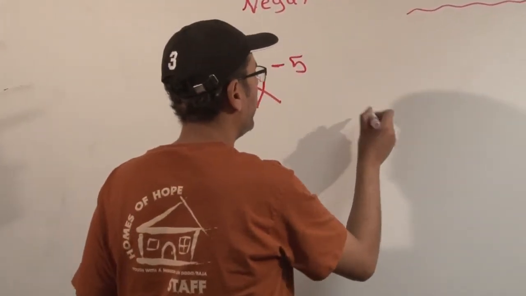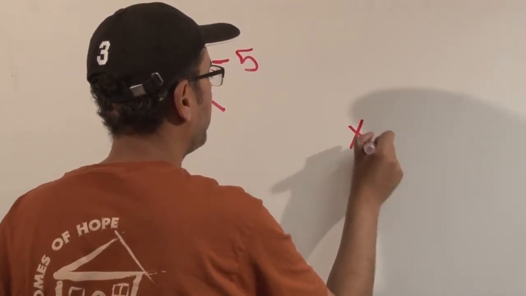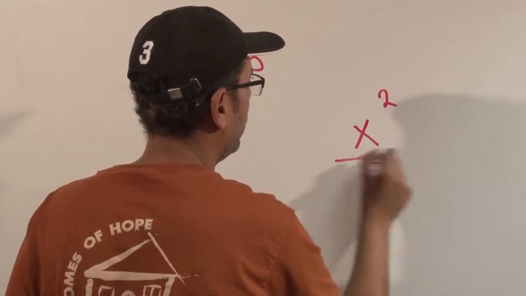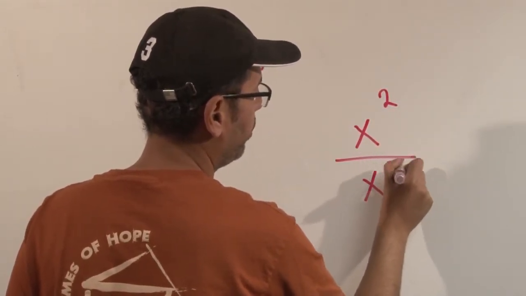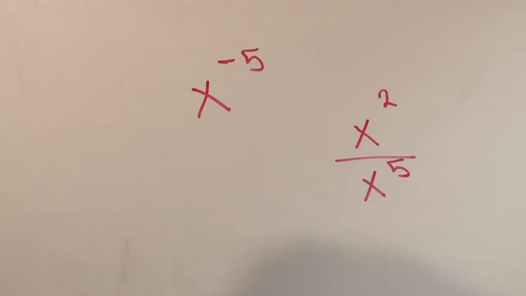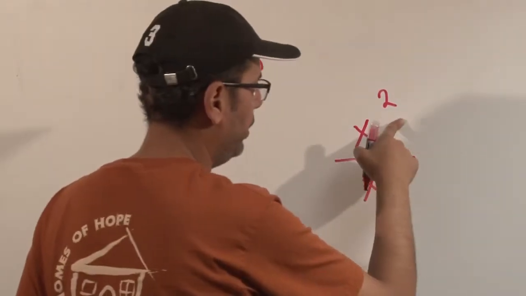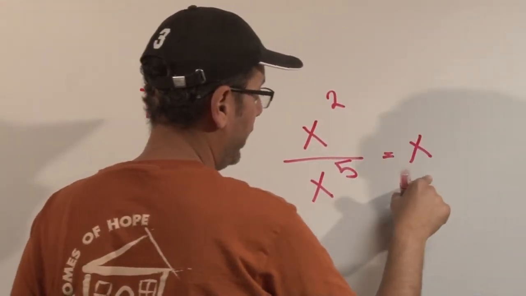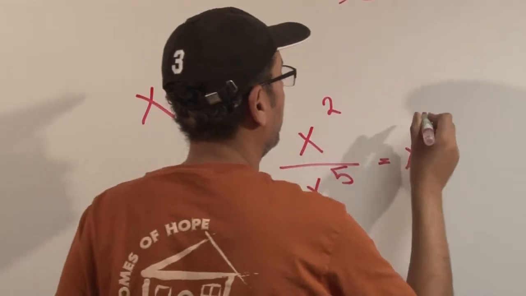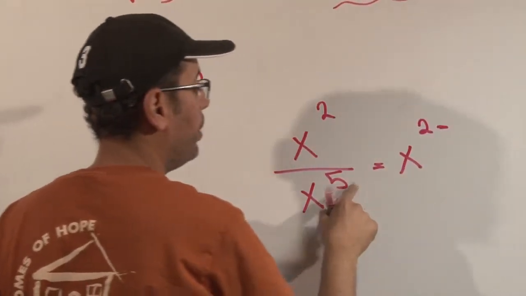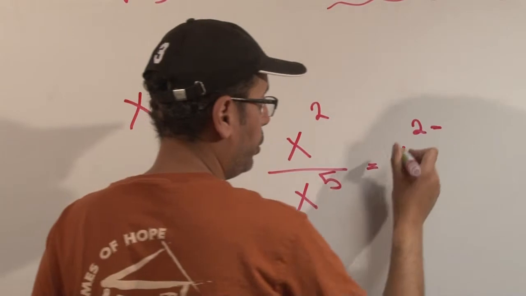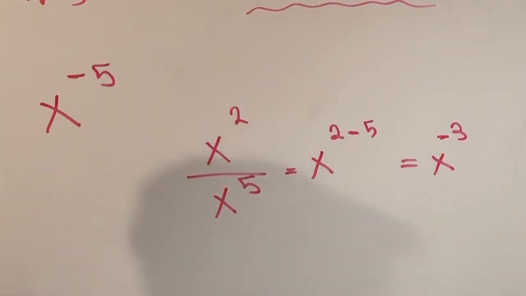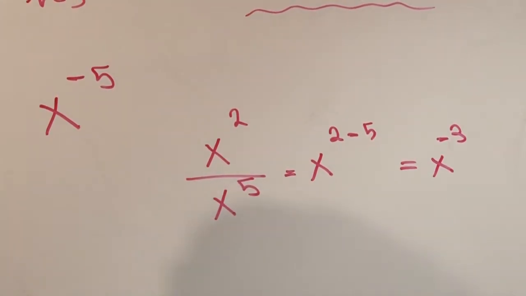If I say this is x power of 2 divided by x power of 5, what should I get here? As I knew before, this is x power 2 minus the power of the denominator, which is 5. So that would be x power of negative 3. The same thing, I don't know what to do with that.